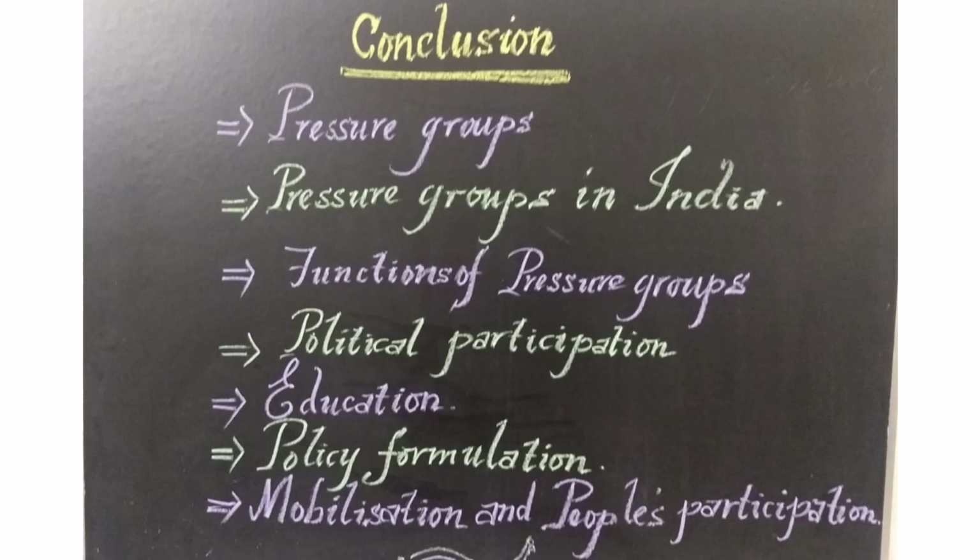Some examples of pressure groups are business groups, trade unions, agrarian groups, professional associations, student organizations, religious organizations, etc. And we learned about the functions of pressure groups in India also. Pressure groups carry out a range of functions including representation, political participation, education, policy formulation, and policy implementation. We learned in depth about political participation, education, and policy formulation and the influence of pressure groups in all these. At last, we learned about the mobilization and people's participation in democracy.